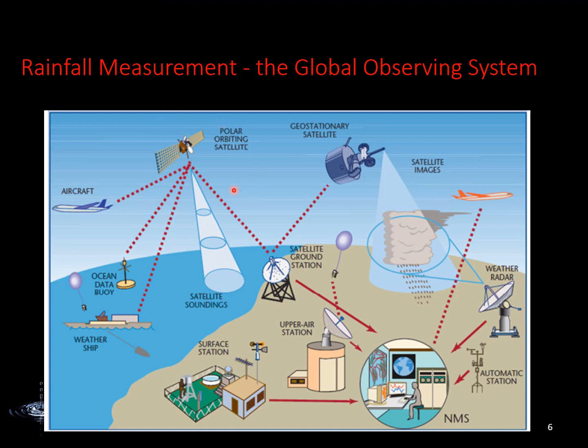So we have polar orbiting satellites and geostationary satellites that provide us continuous, high resolution images of precipitation over large areas. And also the weather radars, automatic stations, and satellite sounding all provide real-time measurements of precipitation intensity and amount, atmospheric temperature, pressure, humidity, and other climatic information.